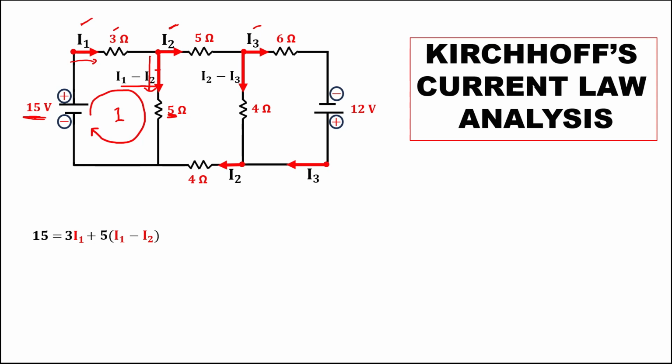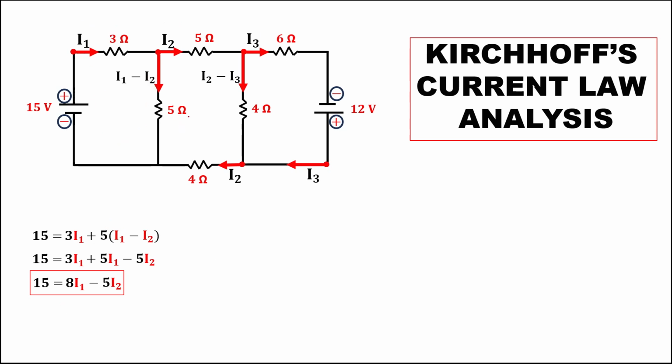Then to simplify, distribute this 5. So this is 5 times current 1, and we have this negative 5 times current 2. Then combine like terms. So this is 8 times current 1 minus 5 times current 2. So this is now our first equation.